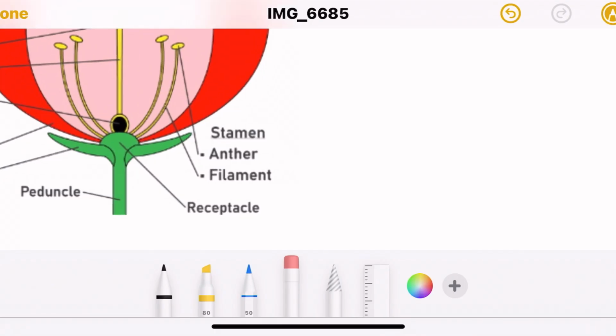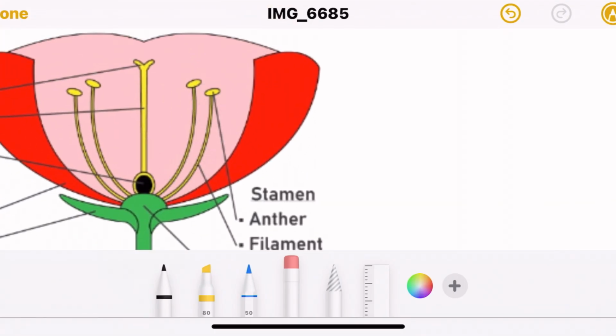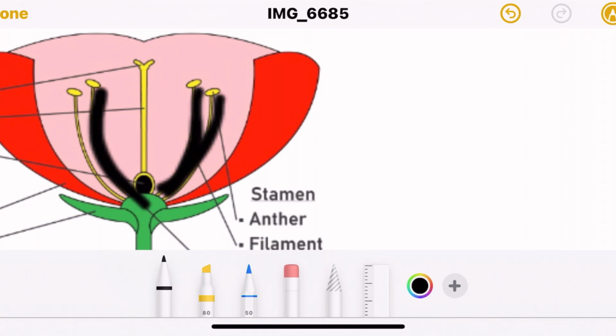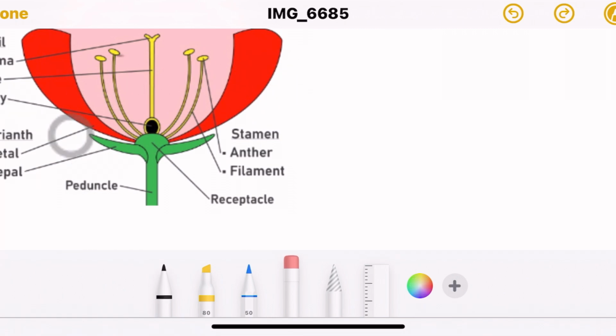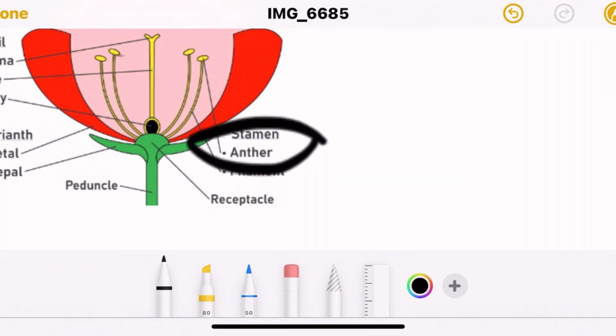Okay, so these thin lines that you are seeing, these are known as the filament. What does the filament do? The filament helps to hold the anther. The anther is very important because the anther produces and releases a male sex cell.